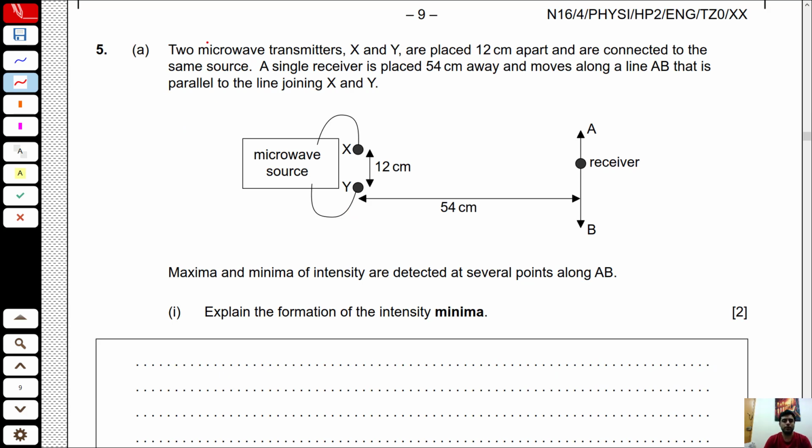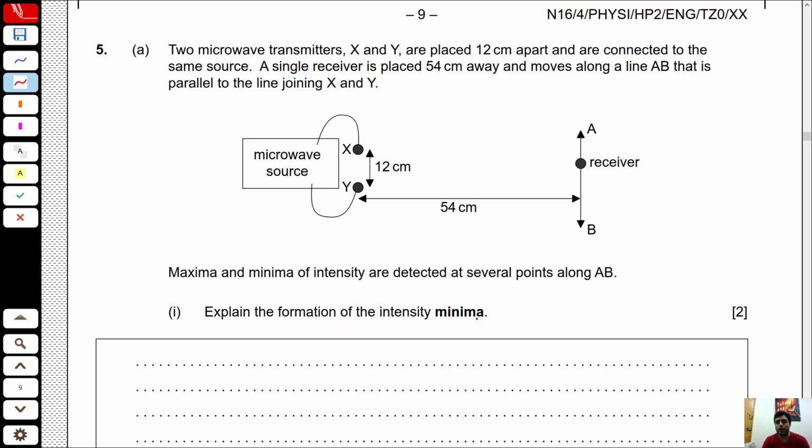Question number 5. Two microwave transmitters X and Y are placed 20 cm apart and are connected to the same source. A single receiver is placed 44 cm away and moves along a line AB that is parallel to the line joining X and Y. Maxima and minima of intensity are detected at several points along AB. Explain the formation of the intensity minima.